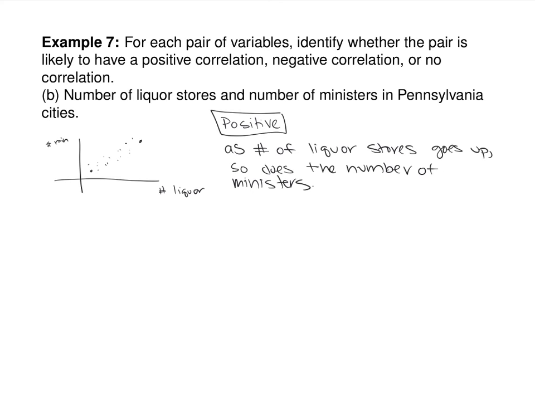And the variable lurking there in the background, some books actually call them lurking variables. They're kind of like hiding back there and messing with stuff. The lurking variable is population. It's the size of the city causing these things to go up. As the size of the city increases, so do the liquor stores and the ministers. It makes it seem as if there's a relationship when there's not.